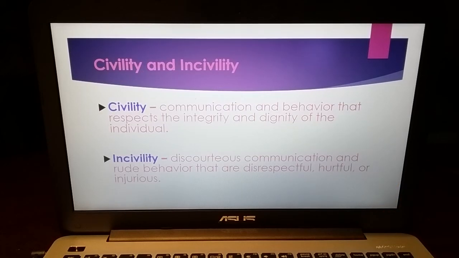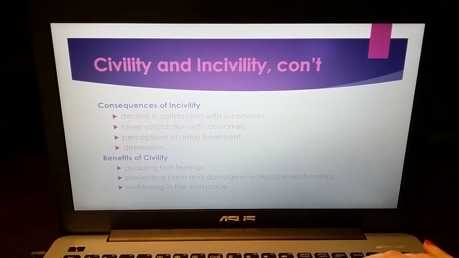Okay, civility and incivility. Civility is just basically treating people respectfully, and incivility is any kind of discourteous communication that somehow is disrespectful or rude, hurtful, injurious to someone. Okay, so there are some very negative consequences of incivility. There tends to be a decline in satisfaction with supervisors. Everyone wants to be treated well, right? And if someone treats you badly, you don't necessarily want to treat that person well.